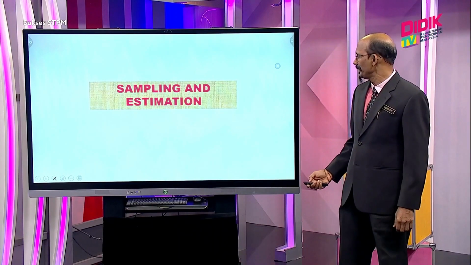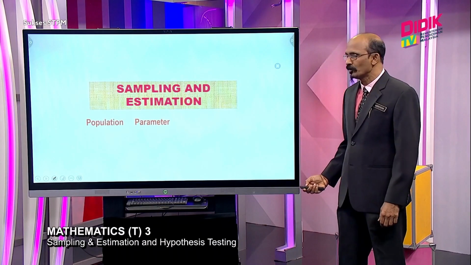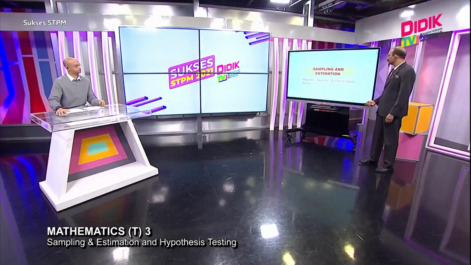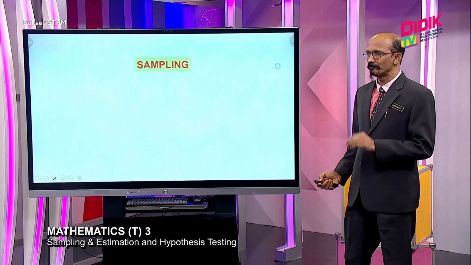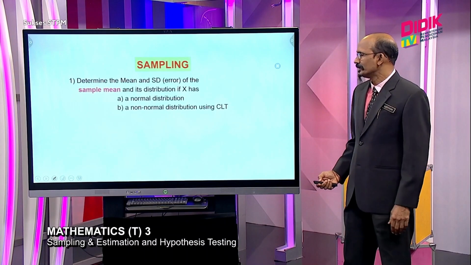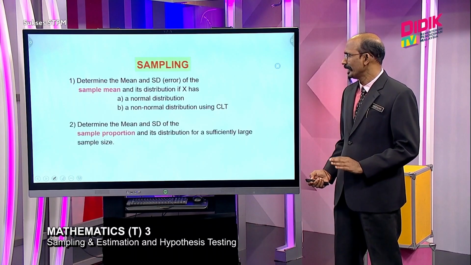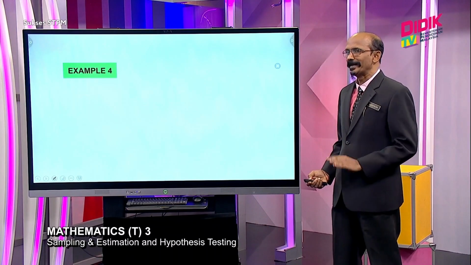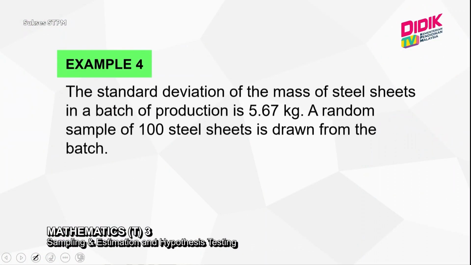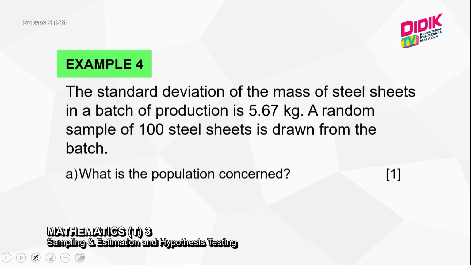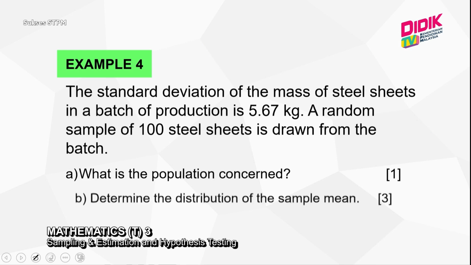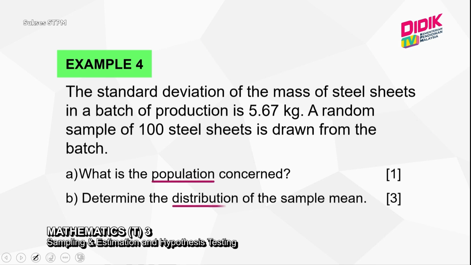For sampling and estimation, these are the terminologies which students should be able to define in the context of the questions. This chapter has 2 main parts: one is sampling, one is estimation. For sampling, the student should be able to find and describe every aspect of the sample mean and sample proportion. Let's take a simple example. The standard deviation of the mass of steel sheets in a batch of production is 5.67 kilograms. A random sample of 100 sheets is drawn from the batch. What is the population concerned? Next, determine the distribution of the sample mean.